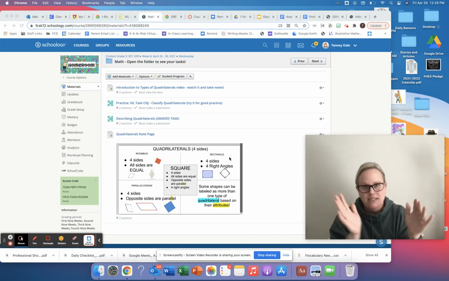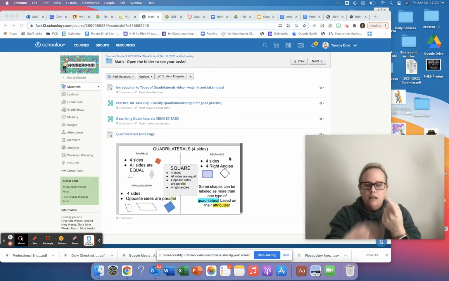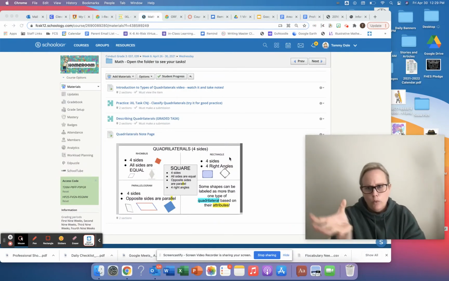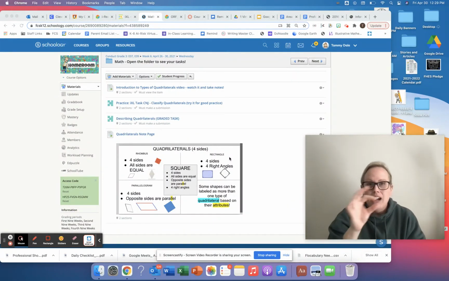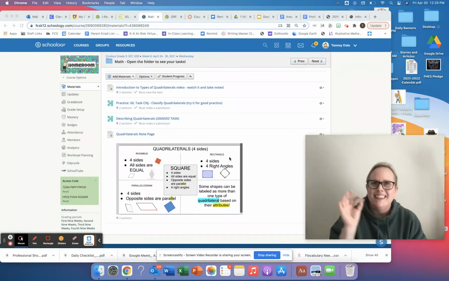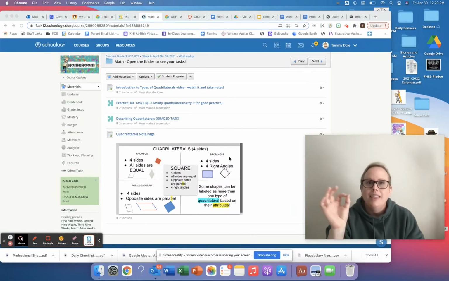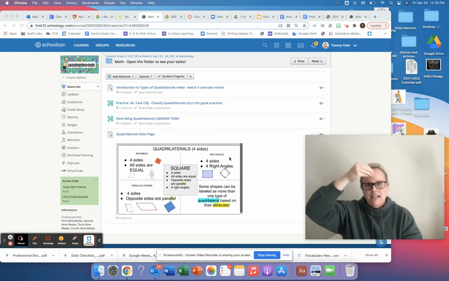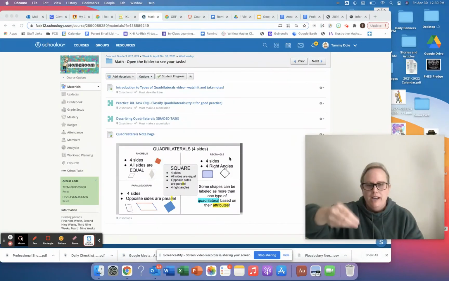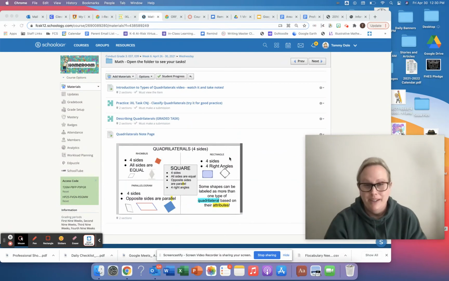It doesn't matter if it's kind of slanted. That's not important. So things like color and slant or the way they're turned, those are not attributes for a shape. The things that are attributes for a shape are all about the sides and or the angles. Sides and angles. That's what I want you to think about when you're deciding if a shape is a special kind of quadrilateral. And the thing we're really struggling with is the idea that one shape can be more than one type of quadrilateral.